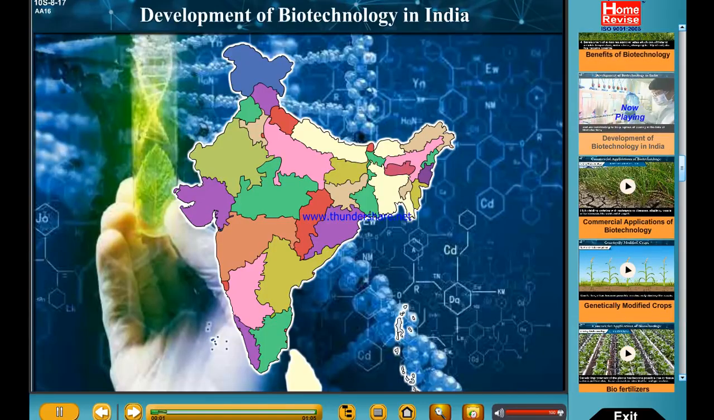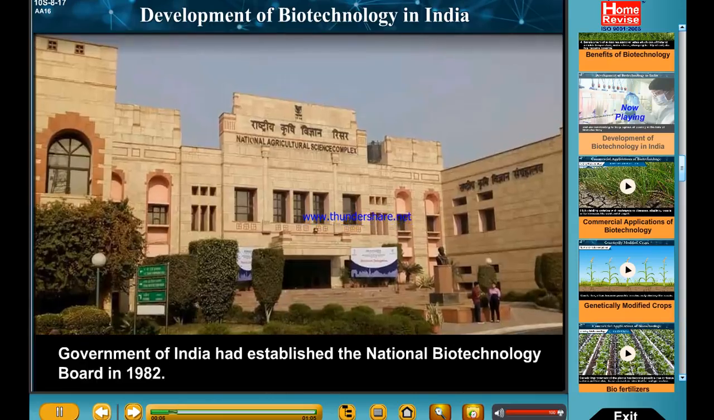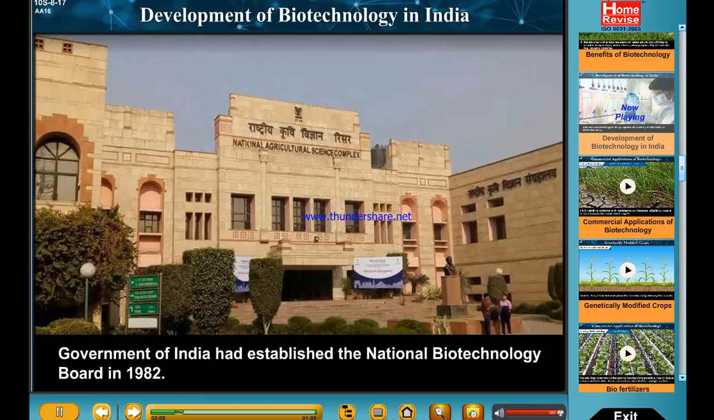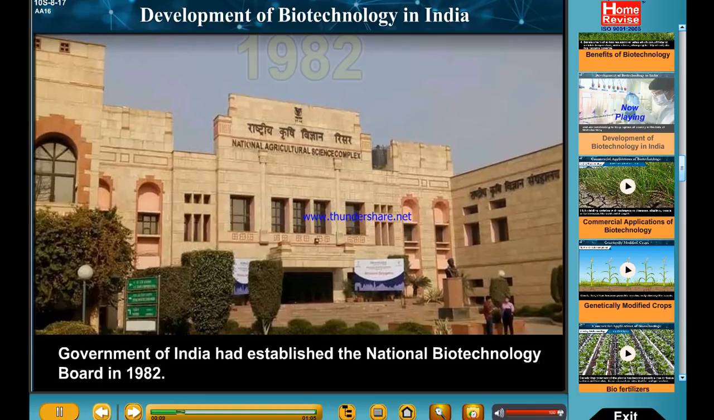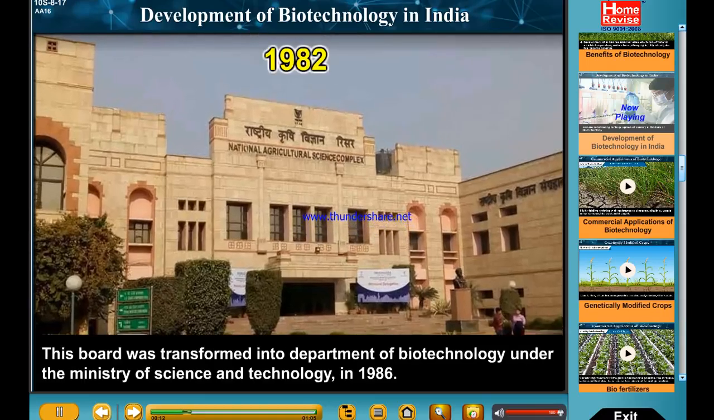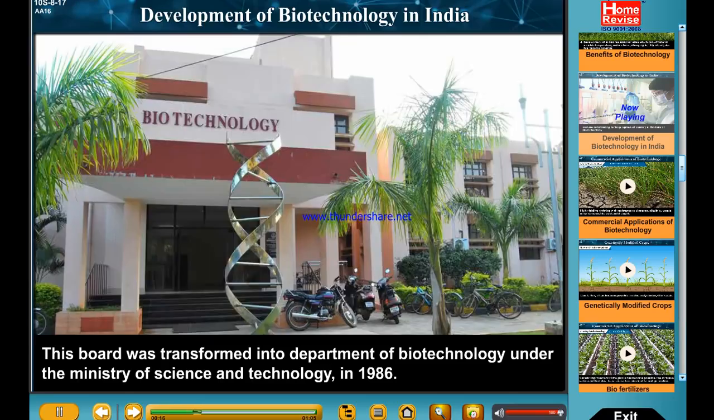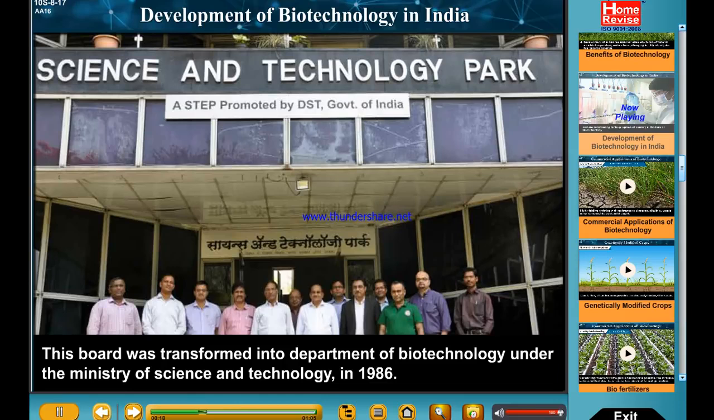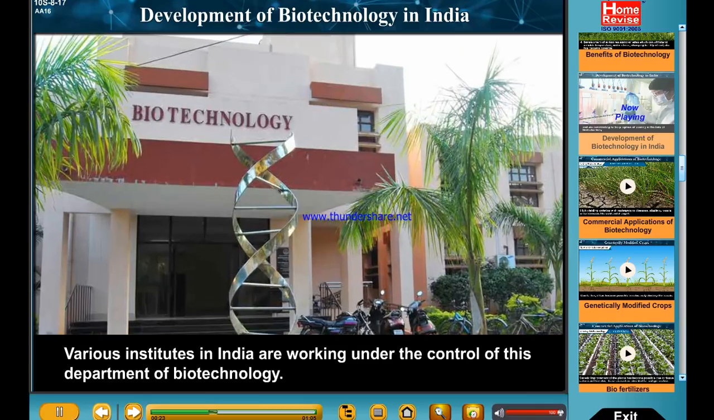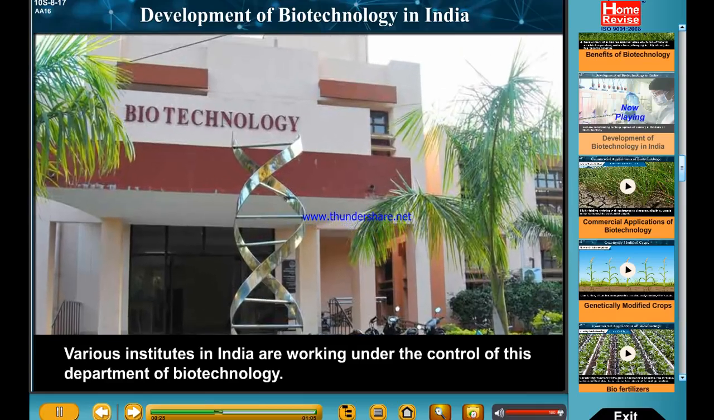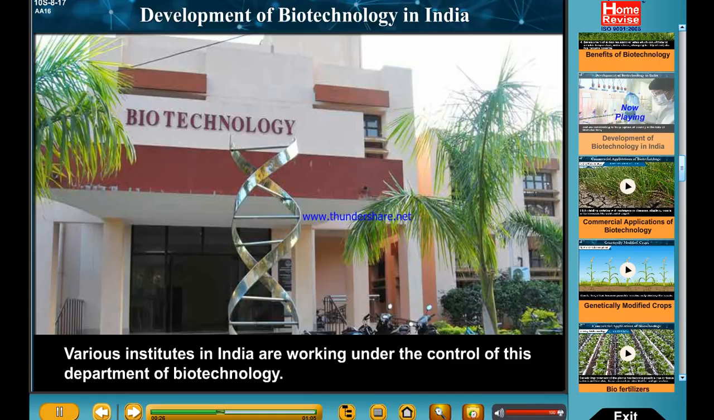Development of biotechnology in India. Government of India had established the National Biotechnology Board in 1982. This board was transformed into Department of Biotechnology under the Ministry of Science and Technology in 1986. Various institutes in India are working under the control of this Department of Biotechnology.